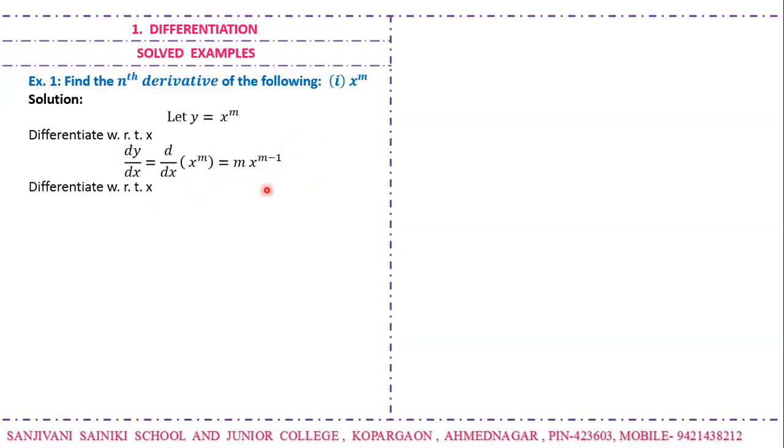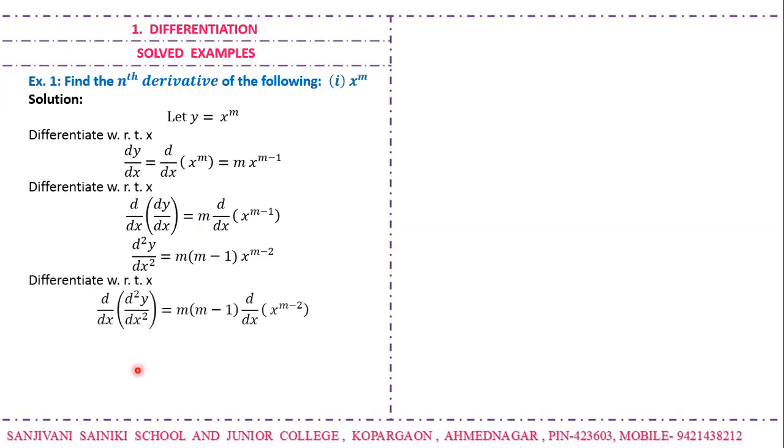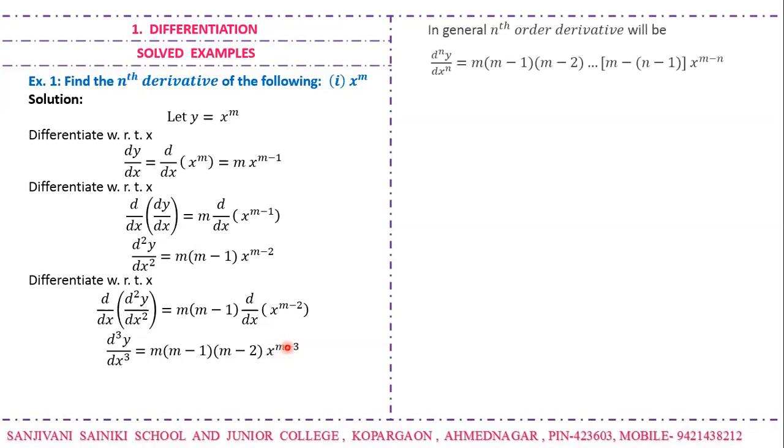Now again differentiate with respect to x. Here m is a constant, so we can take it outside. The derivative of x raised to m minus 1 is m minus 1 into x raised to m minus 2. Similarly, again we differentiate with respect to x. So we get d2y by dx square, which is the derivative of dy by dx, m into m minus 1 into d by dx of x raised to m minus 2. Its derivative is m minus 2 into x raised to m minus 3. This is the third order derivative.